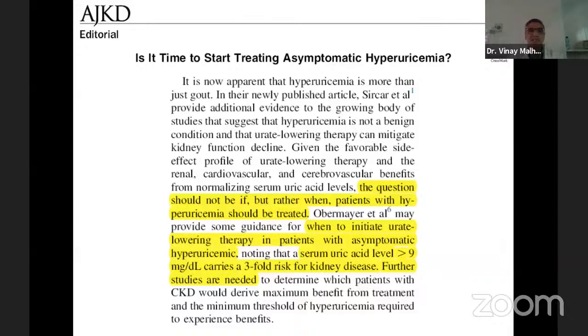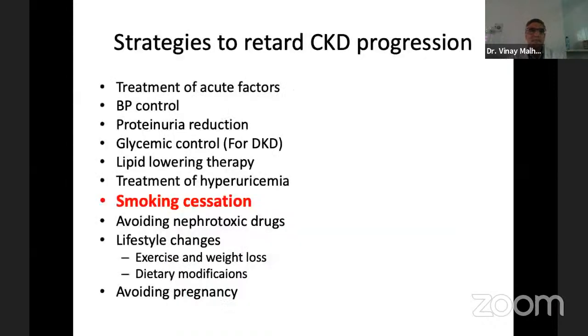So now the question should not be if, but rather when patients with hyperuricemia should be treated. Now it is clear that we have to treat the patients with hyperuricemia, but what about asymptomatic hyperuricemia? When to initiate urate lowering therapy in patients with asymptomatic hyperuricemia? Now the consensus is that if the serum uric acid level is more than 9, it carries a threefold risk for kidney disease, but still further studies are needed to substantiate this.